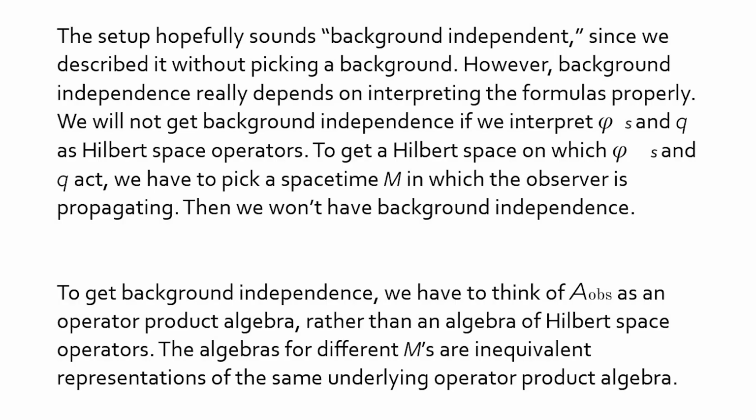We won't get background independence if we think q and phi hat s are Hilbert space operators. To get a Hilbert space in which they act, we'd have to pick a spacetime M in which the observer is propagating. And then we don't have background independence. To get background independence, we think of the observer algebra as an operator product algebra rather than an algebra of Hilbert space operators. The algebras for different M's are inequivalent representations of the same underlying operator product algebra.